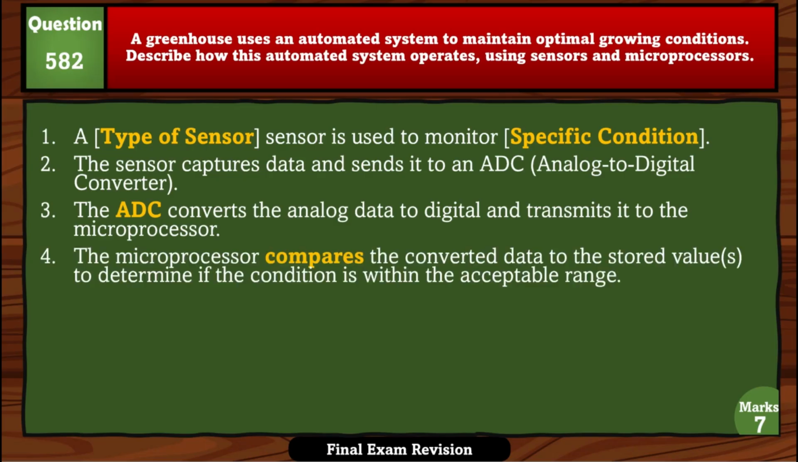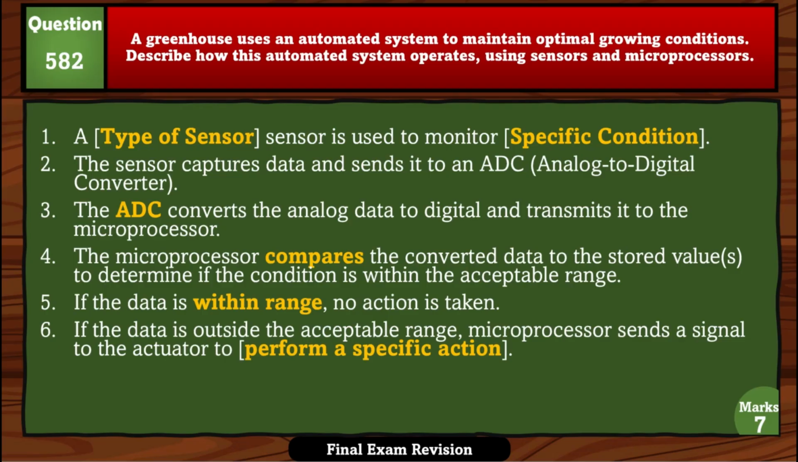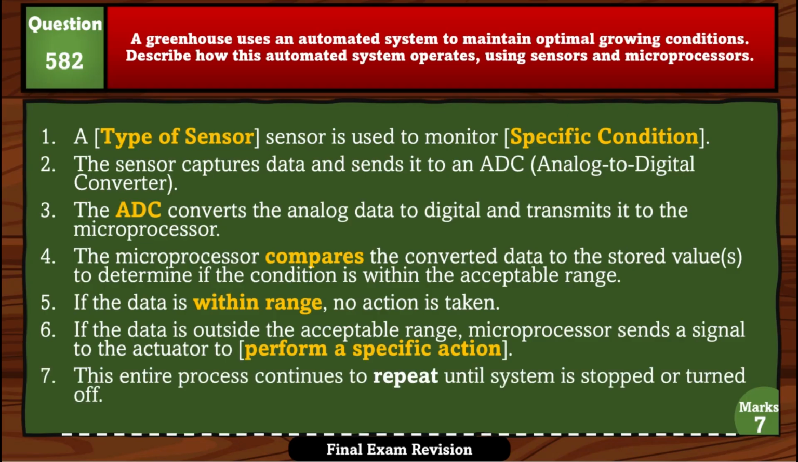The microprocessor compares the converted data to stored values to determine if the condition is within the acceptable range. If data is within range, no action is taken. If the data is outside the acceptable range, the microprocessor sends a signal to the actuator to perform a specific action. This entire process continues to repeat until the system is stopped or turned off.